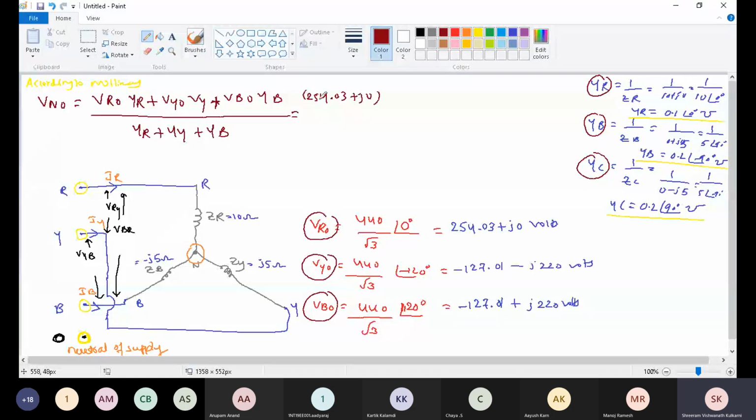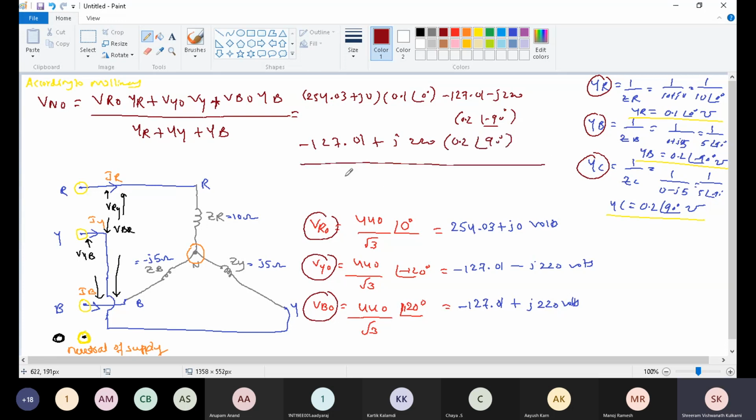0.3 plus J0 into YR is 0.1 angle of 0, minus 127.01 minus J220 into 0.2 angle of 90 degree, then minus 127.01 plus J220 into 0.2 angle of 90 degree, divided by 0.1 angle of 0 plus 0.2 angle of minus 90 degree plus 0.2 angle of 90 degree.